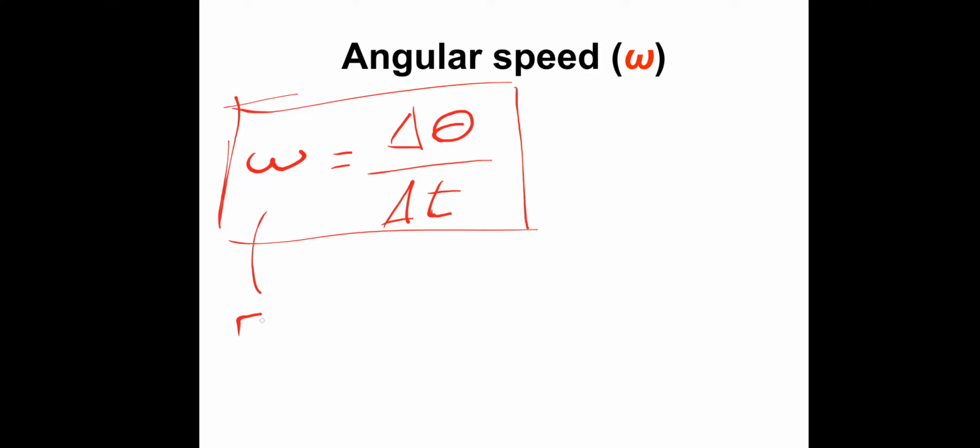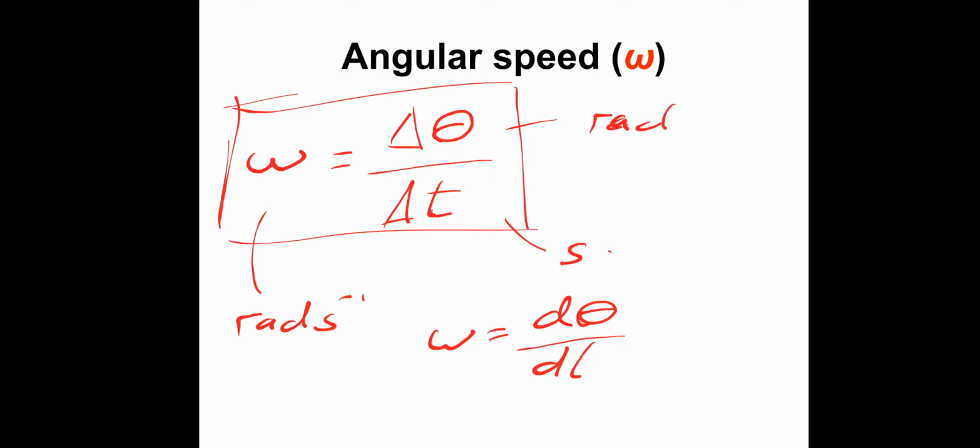So omega is in radians per second. The angle will be in radians. Time would be in seconds. You could also write this as omega equals d theta by dt. Same thing, same units. If you have a data sheet, it's probably on your data sheet, depending on the exam board. So let's move on.